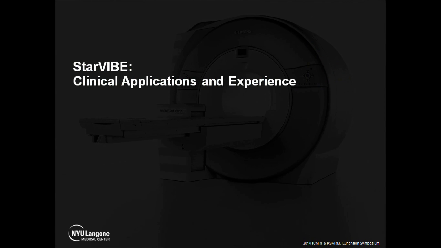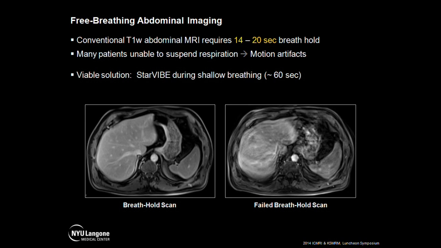And one of our key applications of this sequence is abdominal imaging. So in abdominal MRI, T1-weighted images are conventionally acquired during a breath-out of the patient. And this takes between 14 to 20 seconds, depending on the individual scan protocol. And if the patient is actually able to perform this breath-hold, then conventional breath-hold sequences deliver convincing image quality, as you can see on the left side.